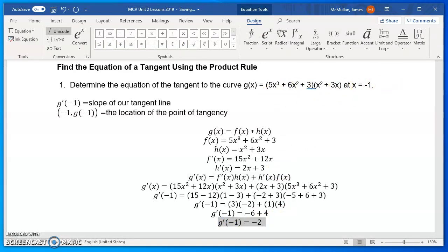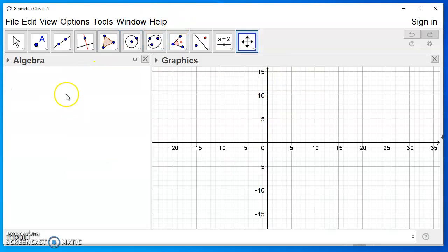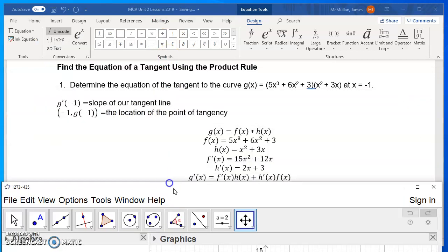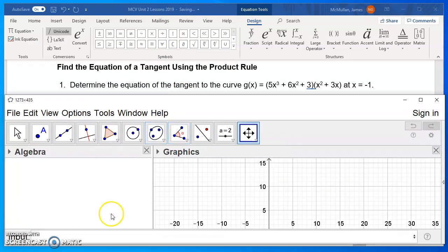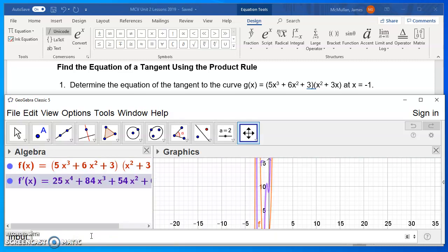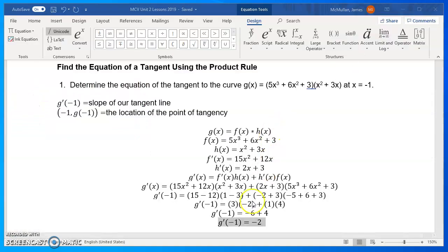Now again, just so we're not wasting too much time with me looking for mistakes, in case I made any, I'm just going to quickly get GeoGebra to tell us what the slope of that tangent actually is. So let's write 5x cubed plus 6x squared plus 3 times x squared plus 3x. Then let's take its derivative, and then let's do g prime of negative 1. It says negative 2, so pretty sure what we've got so far is right.